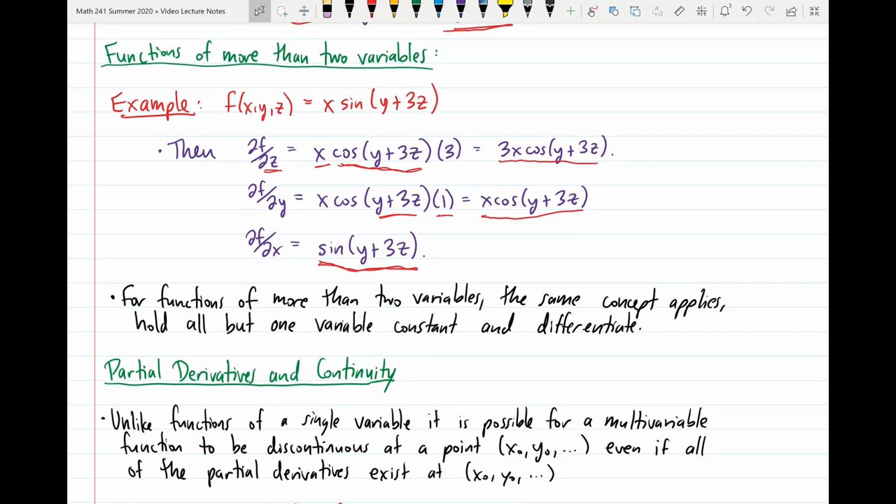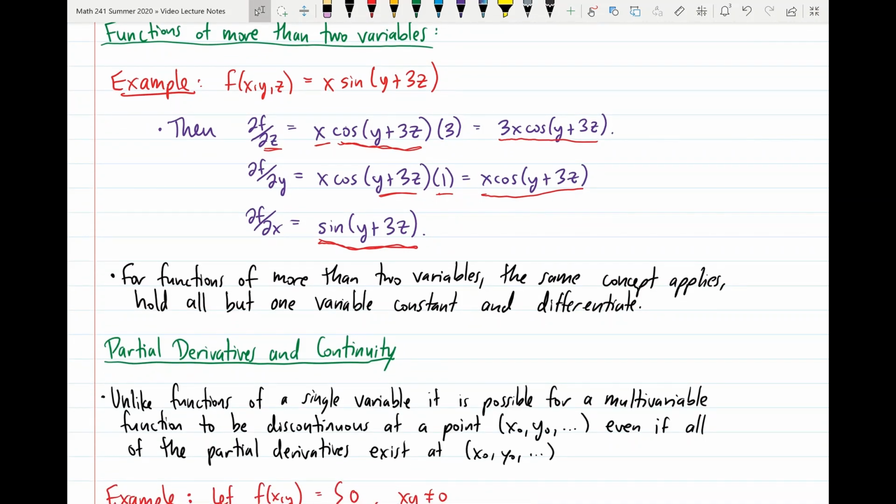Now for the partial derivative with respect to y, we hold x and z constant. So again, we end up with x times the derivative of sine of y plus 3z, which is equal to cosine of y plus 3z, multiplied by the derivative of y plus 3z. But 3z is a constant, so the derivative with respect to y is 0, and the derivative of y with respect to y will just be 1. So ultimately, we get x times cosine of y plus 3z. And then finally, for the partial derivative with respect to x, we hold y and z constant, and this ultimately just gives us sine of y plus 3z.